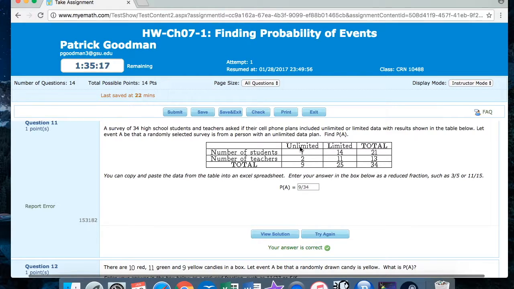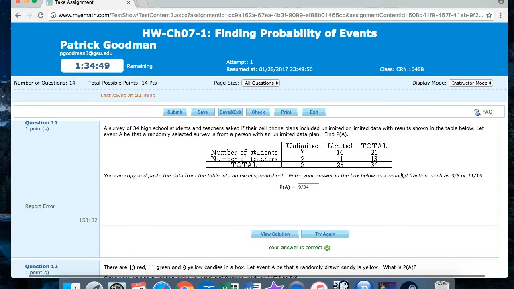Not even just a student, it's a person. So here we have students, teachers, and then total. And then we have unlimited data plan, limited, and then all of the totals. So now if we pull one random person out, what's the chance that they have unlimited? It doesn't matter if they're a student or a teacher. So we can use any of these 9 people. So you pull one of those 9 people out is what we want.